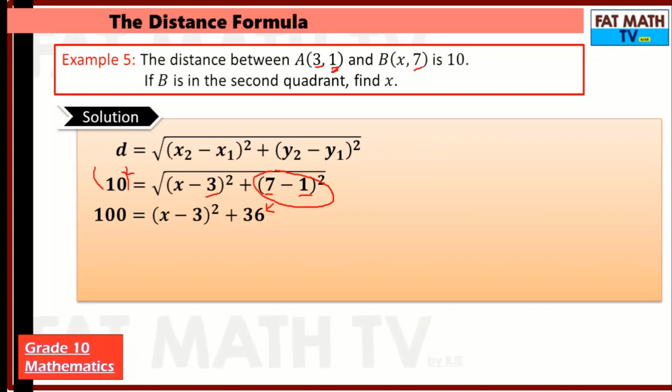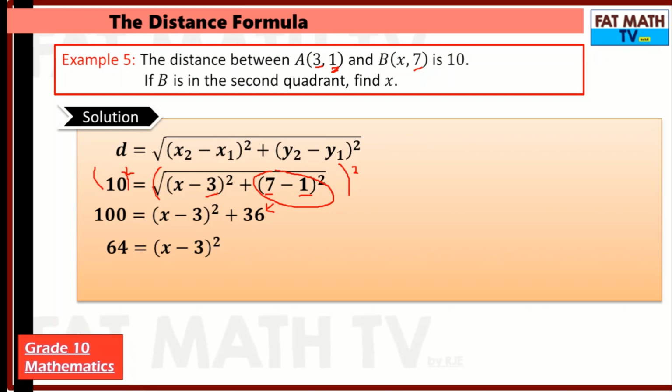So that the square root will be removed, we will square both sides of the equation, because square root is exponent 1/2. So we will have 10 squared is 100 equals x minus 3 squared plus 36. Since we are solving for x, we can put 36 to the other side, negative 36. So 100 minus 36 is 64, equals x minus 3 squared.